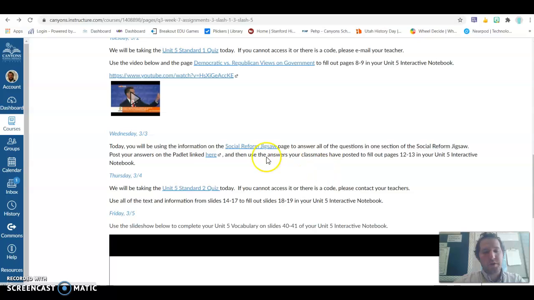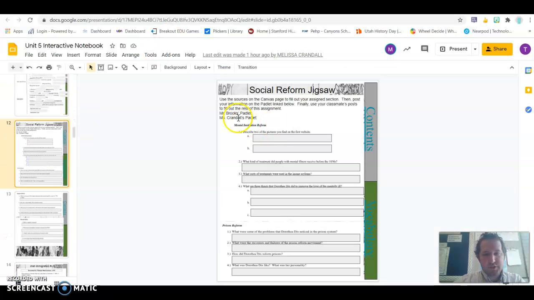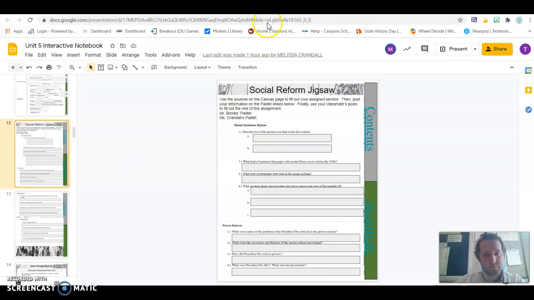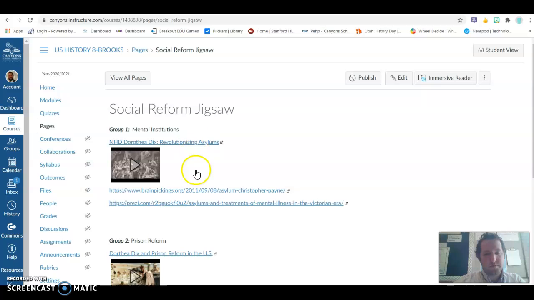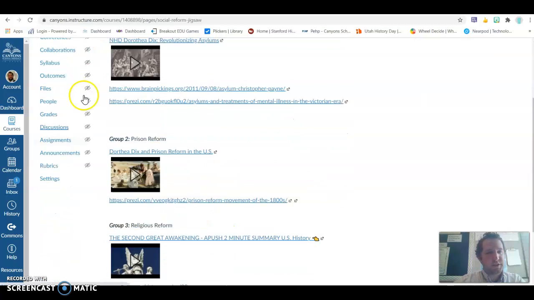On Wednesday, we are going to be doing a jigsaw. And so you need to pick one of the sections starting on page 12: mental institution reform, prison reform, religious reform, or education reform. You choose one of these areas and use the page, social reform jigsaw, to get the information you need to answer the questions.